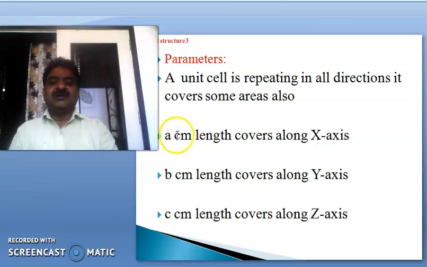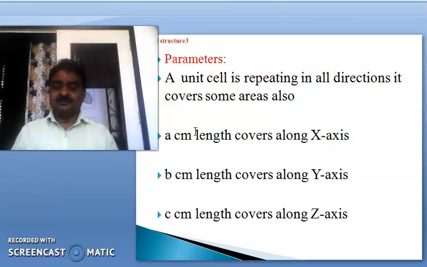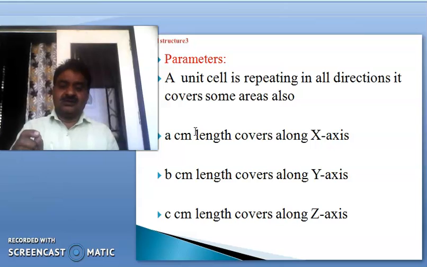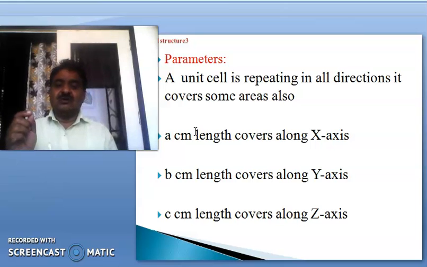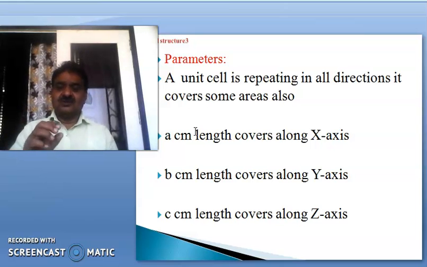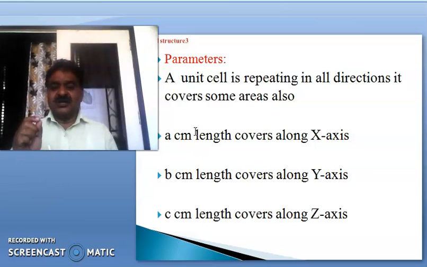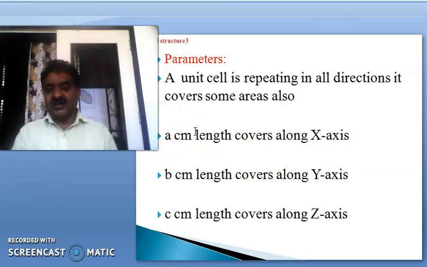Here, for example, a centimeter length covers along the x-axis. B centimeter length covers along the y-axis. And the next parameter is what? C centimeter length covers along the z-axis. It is to be considered extended in all these 3 axes.